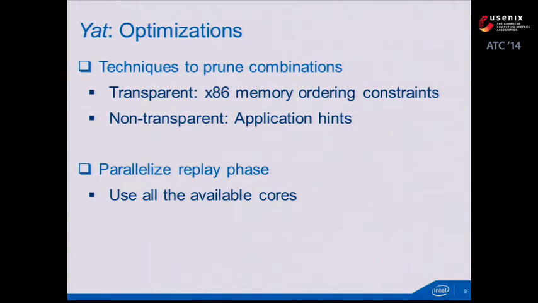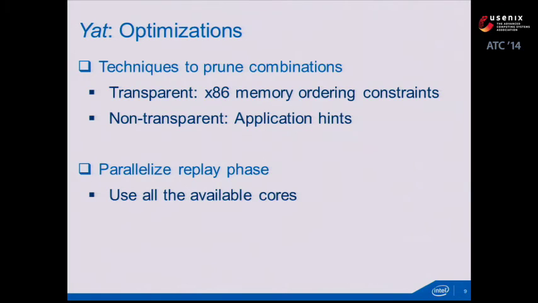But in addition, yat also implements several optimizations to further prune the combination space. These optimizations fall in both transparent and non-transparent categories, that is, transparent or non-transparent to the applications. In the transparent techniques, as an example, yat makes use of the memory ordering constraints of x86 to prune a large number of combinations. Let me give you an example.